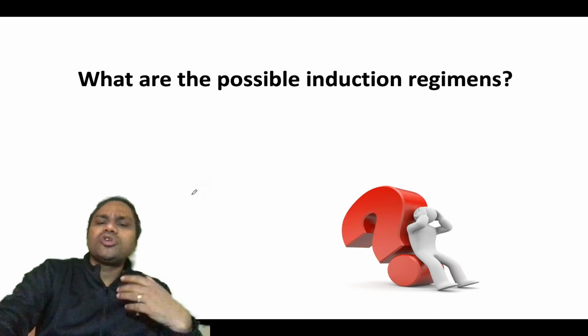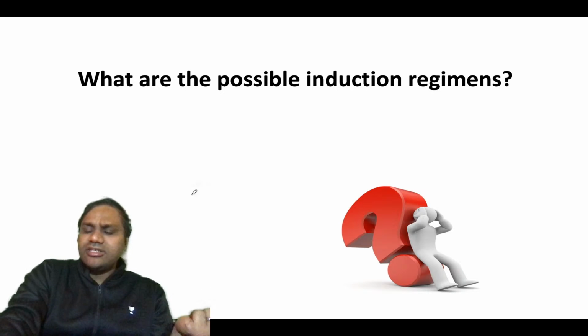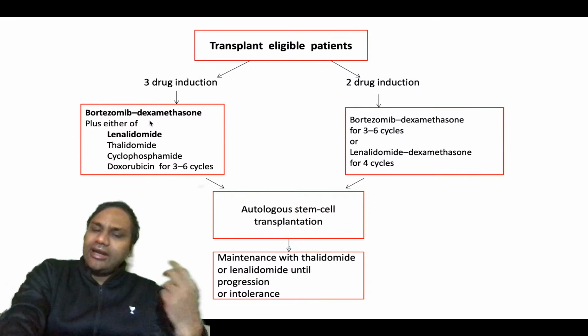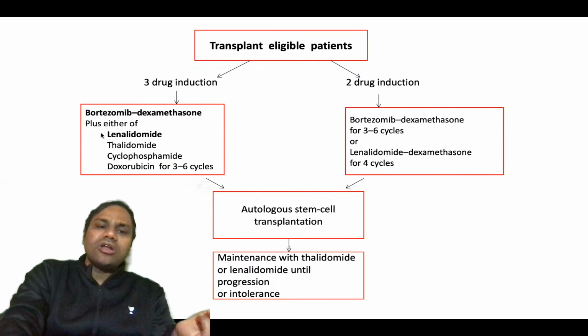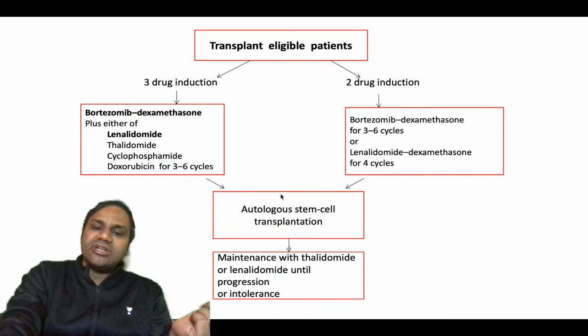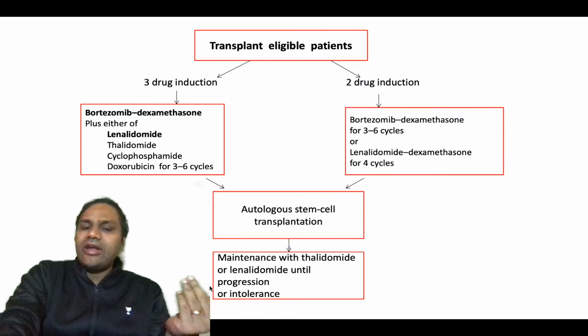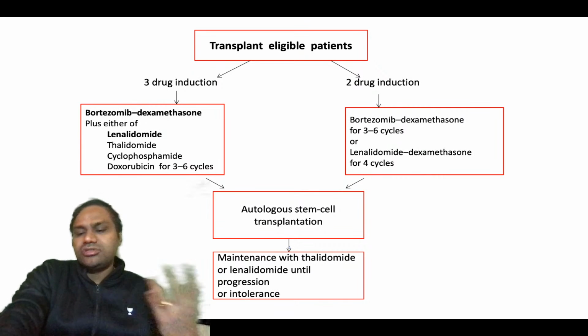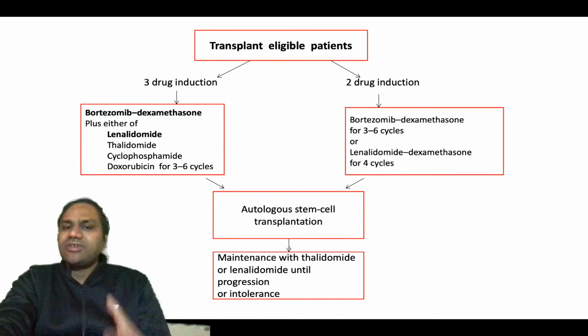So what are the possible induction regimens which you use? As I already discussed from that table, in a transplant eligible patient you use 3 drugs: you give bortezomib and dexamethasone. Steroid is always given. Now you can use one of the drugs like lenalidomide or thalidomide in a newly diagnosed case, or you can use cyclophosphamide for 3 to 6 cycles. Then you can give autologous stem cell transplantation, or you can also use 2 drugs for some cycles and then give autologous stem cell transplantation, and then you give maintenance therapy with thalidomide or lenalidomide until progression or intolerance develops. So you follow this type of treatment in case of a transplant eligible patient.